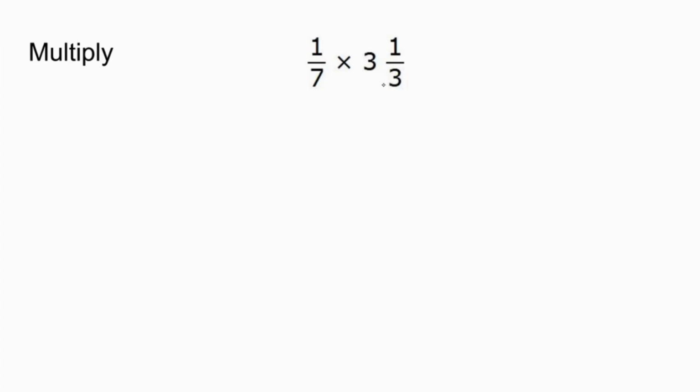Take the 3 out in front and the denominator of 3 and multiply them together. 3 times 3 is 9. Take that 9 and add it to the numerator of 1. 9 plus 1 is 10. So our new numerator is going to be 10, and our old denominator is going to remain 3.